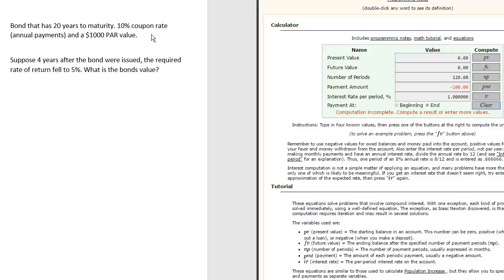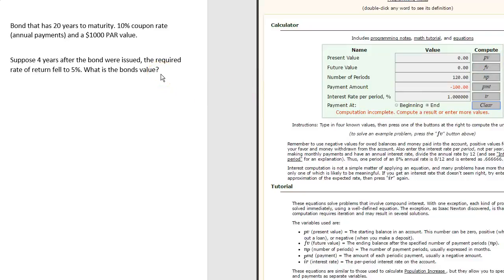Let's break this down. What we need to do is just enter our inputs. So if you were totally stymied, you could always play around and enter these inputs, and that's kind of what we're going to do. Well, the present value is what we're solving for, so hopefully you can figure that part out.